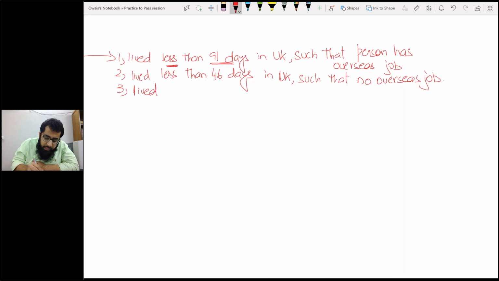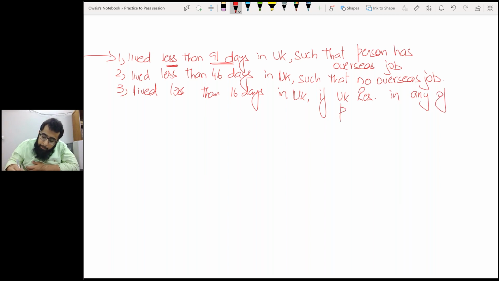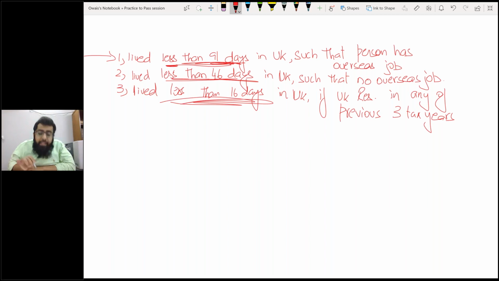less than 16 days in UK, if UK resident in any of the previous 3 tax years. These are the 3 questions through which you become automatically non-UK resident. Less than 91, less than 46, and less than 16.